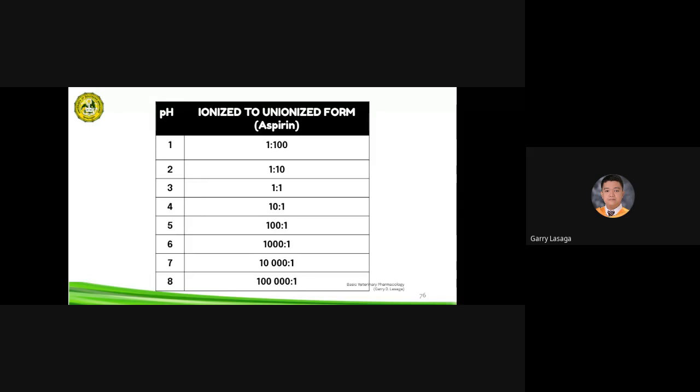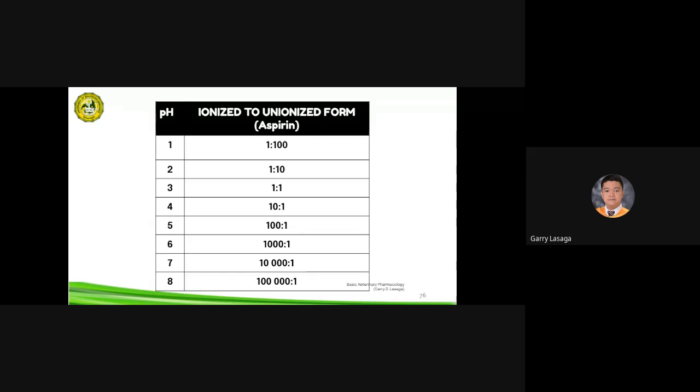Ano yung significance ng pH of 3 sa aspirin? Ano yung implication ng pH of 3? Anyone? So at a pH of 3, anong nangyari sa ating aspirin? At a pH of 3, the proportion of our ionized to unionized form is equal to 1.